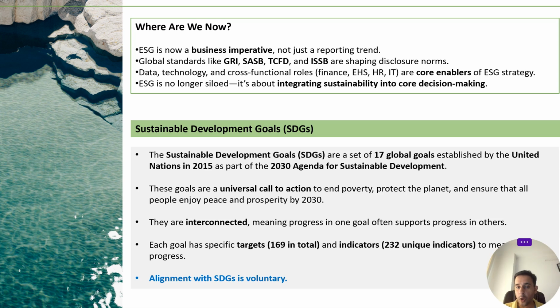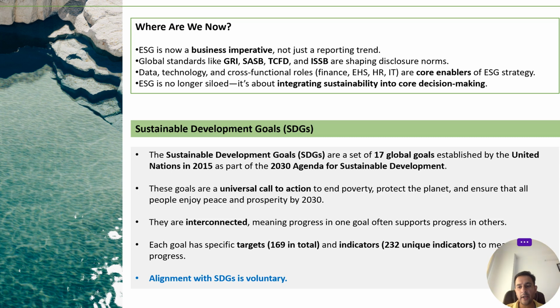Now, the next topic here is the Sustainable Development Goals. The Sustainable Development Goals are a set of 17 global goals established by the UN. They were established in 2015. They are currently active till 2030. We will see after 2030 what will happen. Will we continue with SDGs, or will we have a new strategy? But currently, they're very much active.